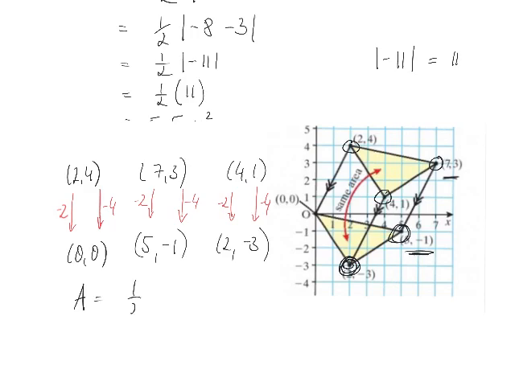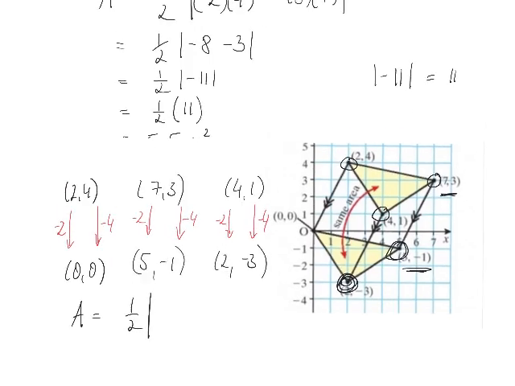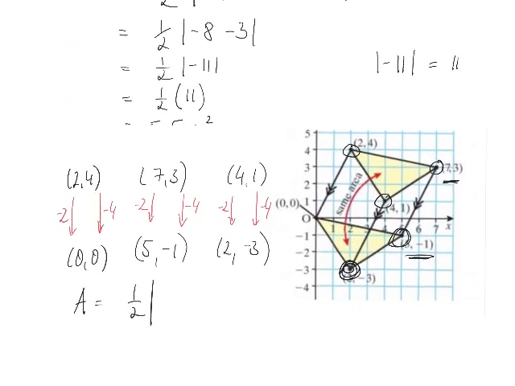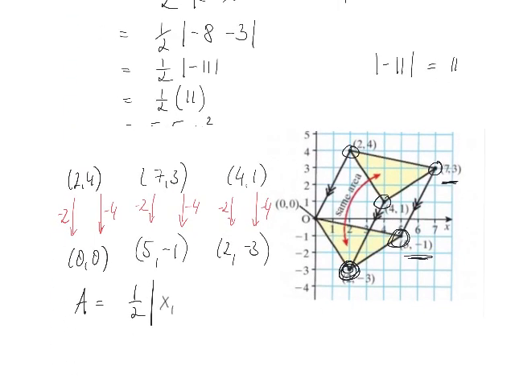So it is 1/2 the modulus of x1, y2 minus x2 times y1. So just across, just the opposite always. And we take the modulus of that.